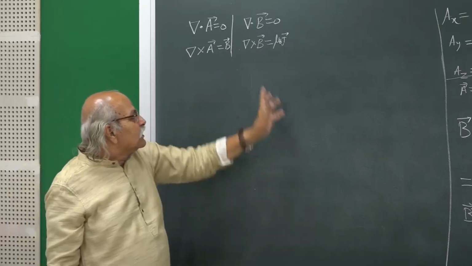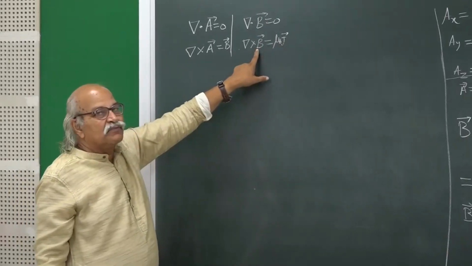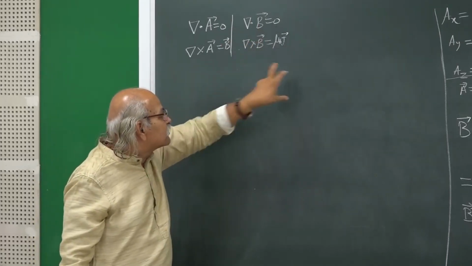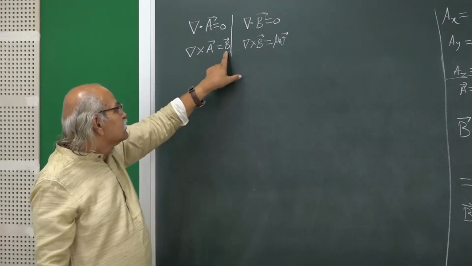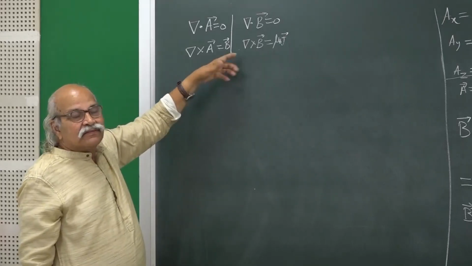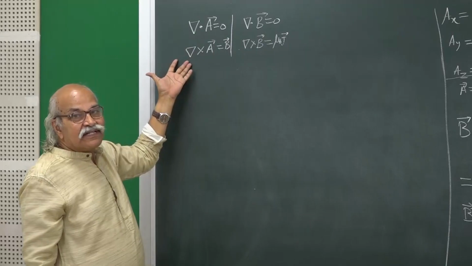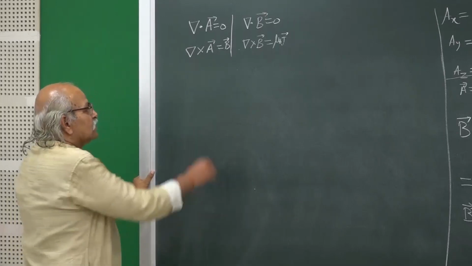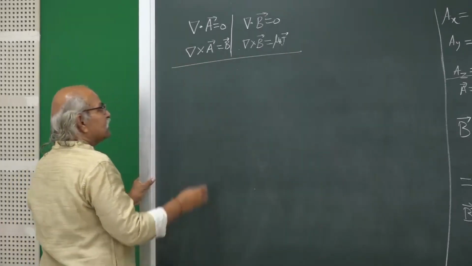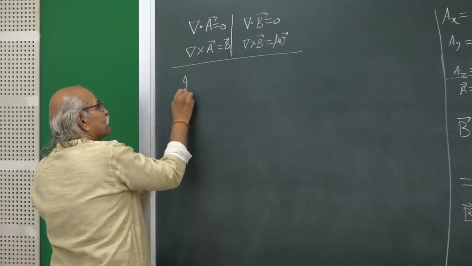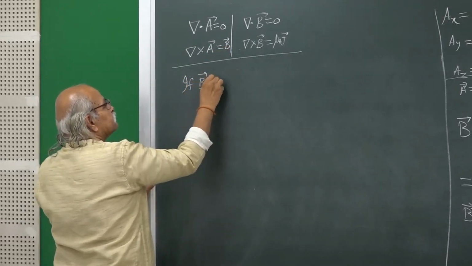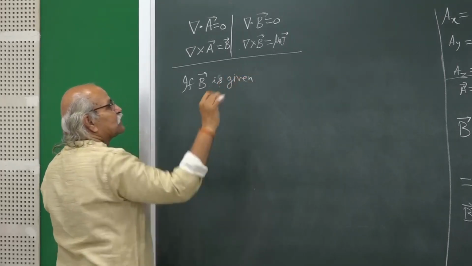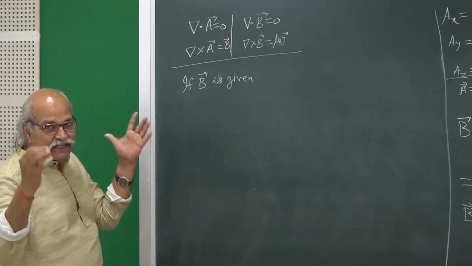If you know that this is the current distribution and this is the corresponding magnetic field, and if that same algebraic expression for the current density is put here, then identical equation, identical algebra, identical solution, that will give you A directly. So, what I am proposing is, if B is known to you, if B is given, means as a function of space points everywhere, the expression for B is known.